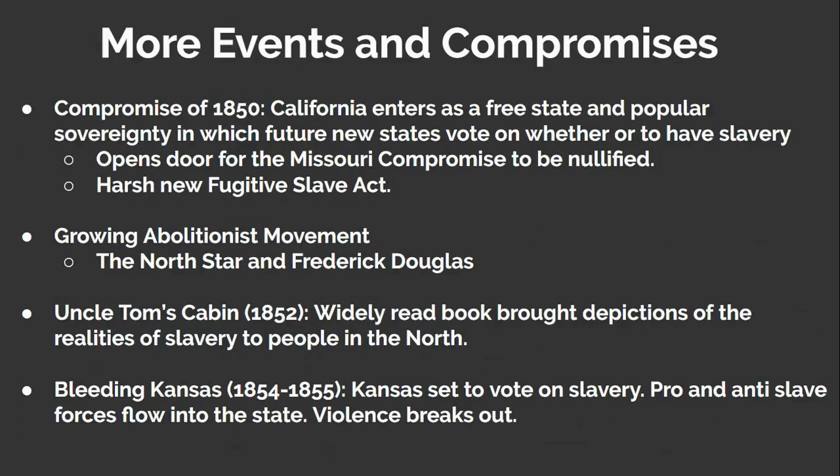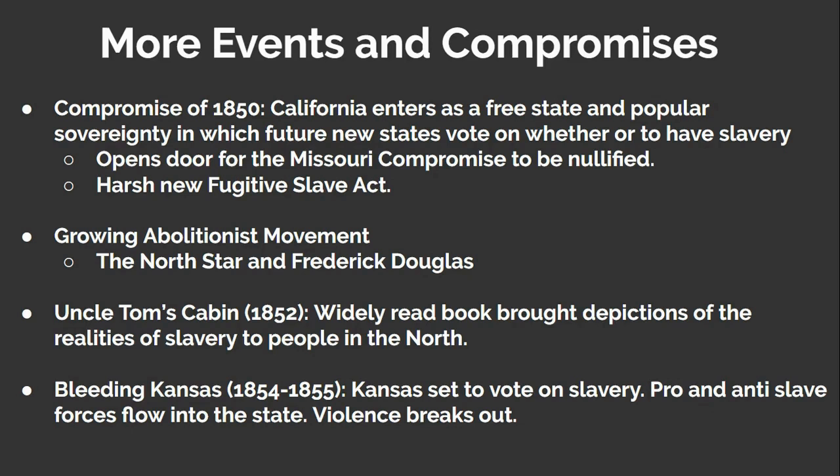So, some more events and compromises. Another big one was the Compromise of 1850. After the Mexican-American War, the United States had acquired a lot more territory, all of the Southwest. And California, because of a gold rush, had a rapidly increasing population and was able to apply for statehood. So California enters as part of the compromise as a free state.